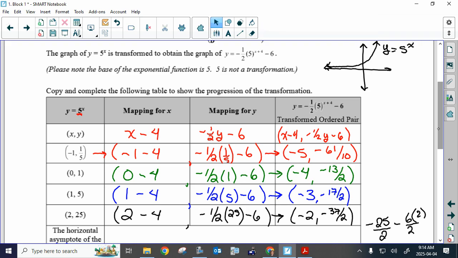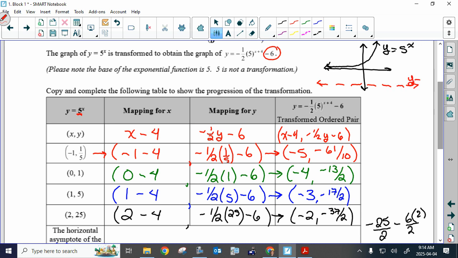What happens to this guy? The asymptote has been moved down to negative 6. We now have a negative 6 asymptote. So y equals negative 6 is now going to be your asymptote. And then, because we reflected across the x-axis, instead of curving above the asymptote, we're going to curve below the asymptote. So this guy looks like this. Do you guys see that? The k value and the a value will change your range, and they will change your asymptote.